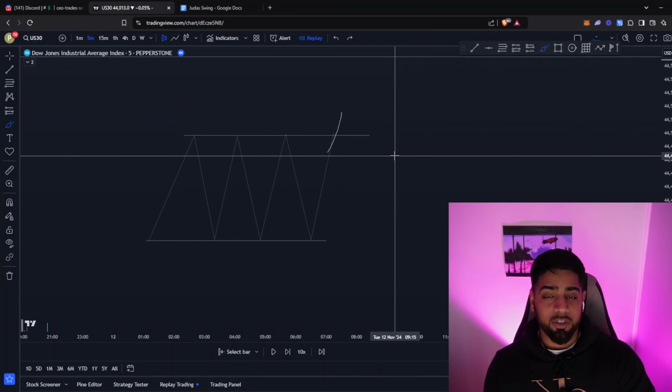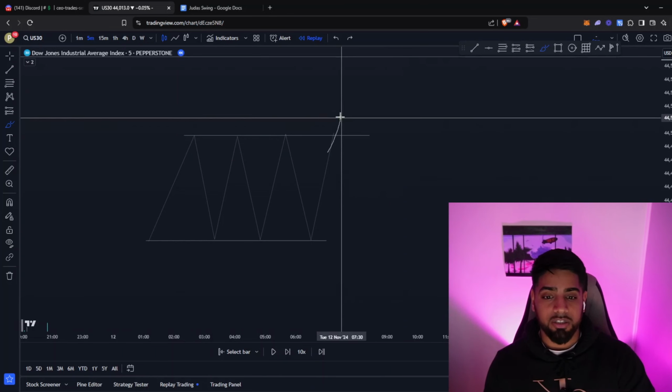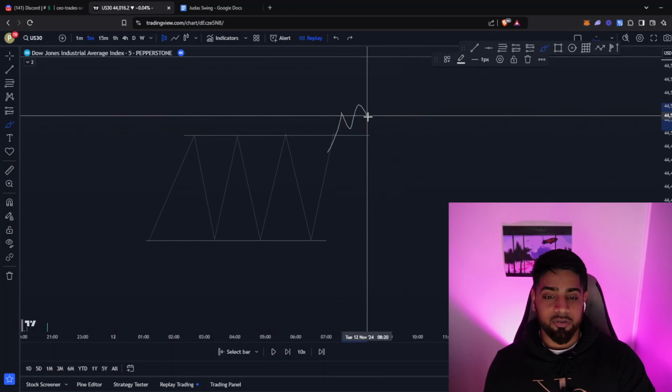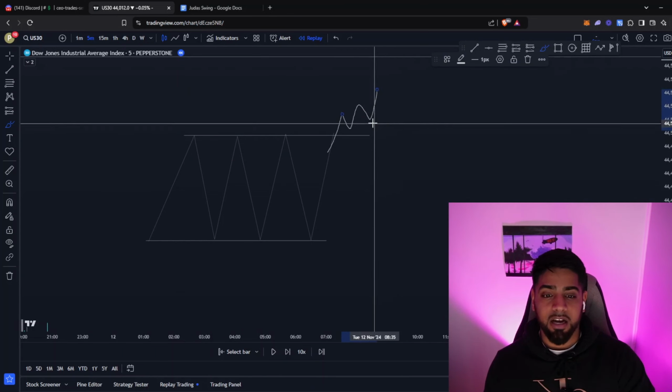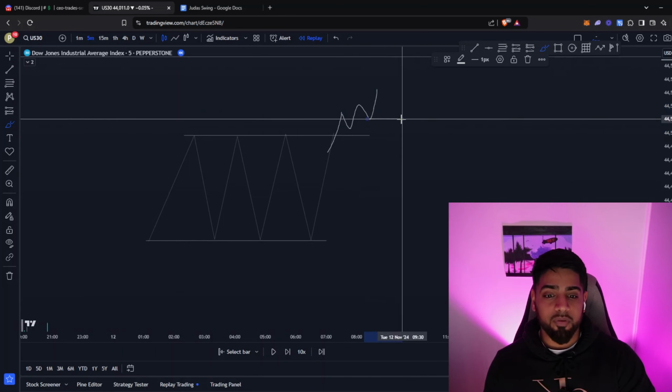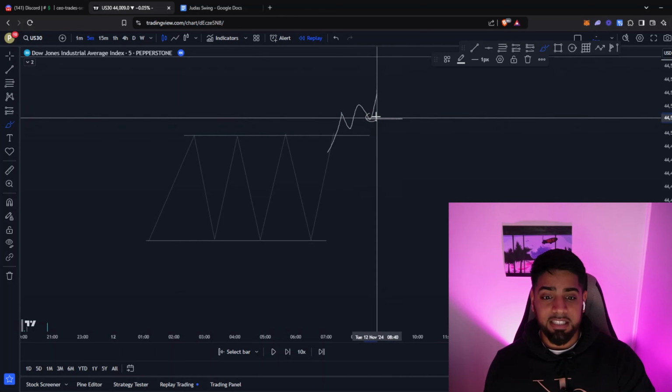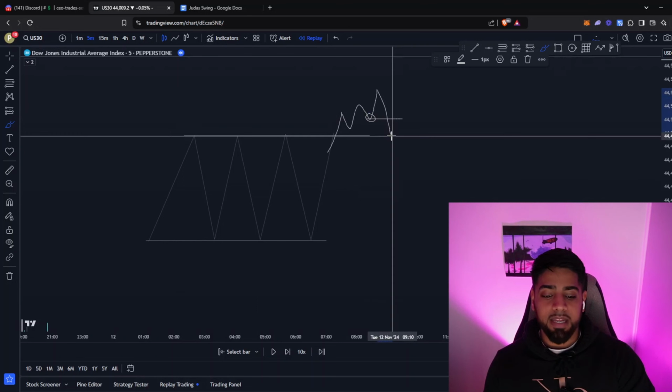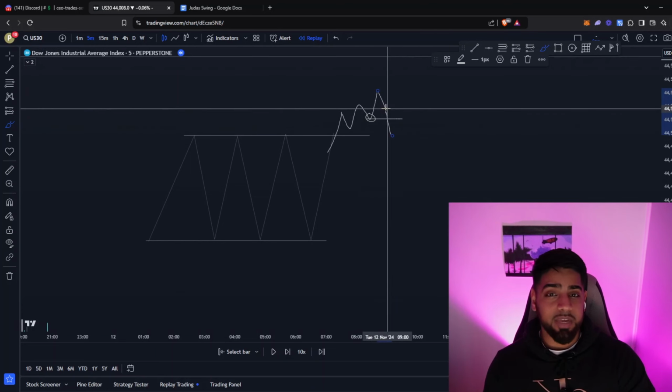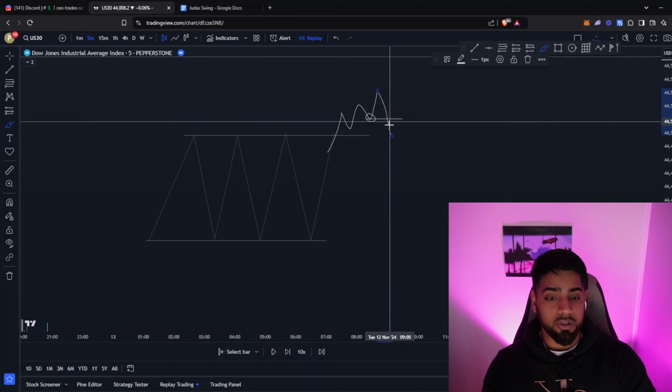So now that we've had a sweep, we're going to move on to step 2, which is to wait for a 5-minute market structure shift. So let's say price is creating a series of higher highs and higher lows. You're then going to wait for price to break its most recent higher low. And this will mean that we've now put in a lower low and we've had a shift in market structure from bullish to bearish. Once we've seen this, we can now safely assume that the market wants to go lower.